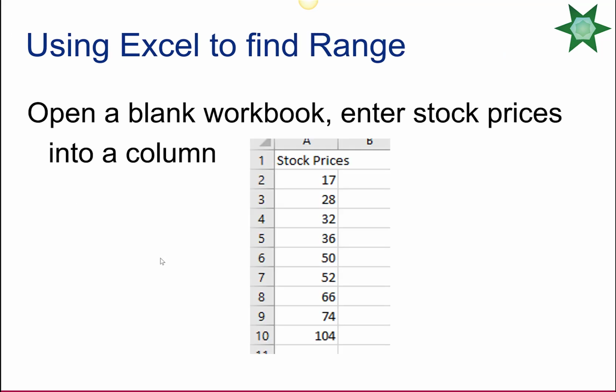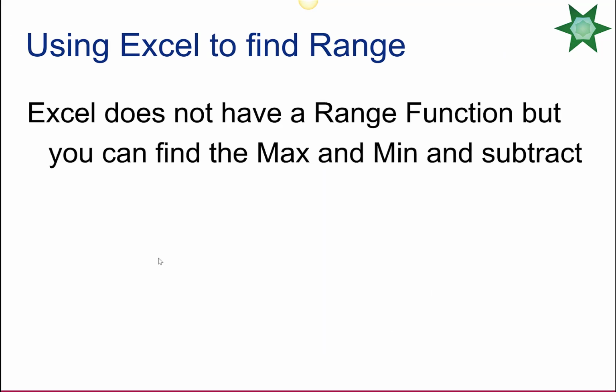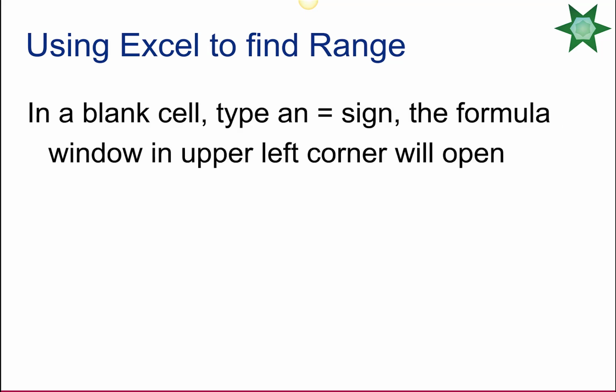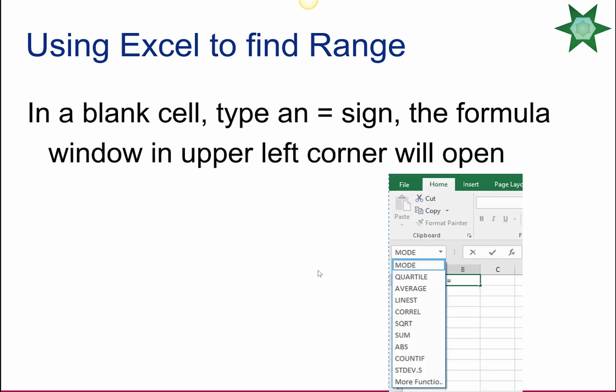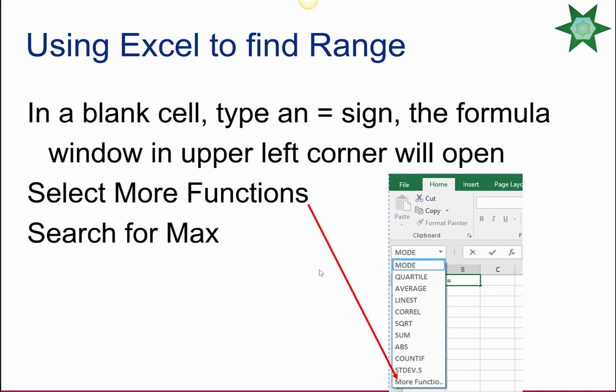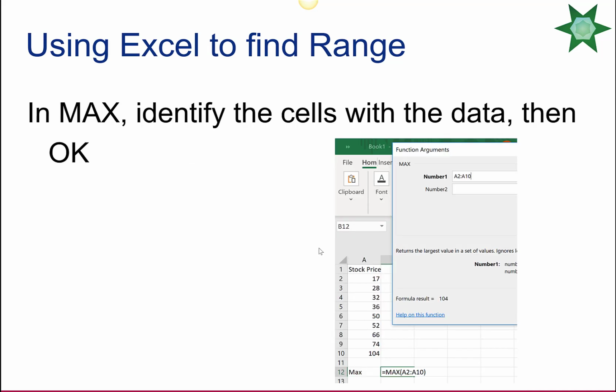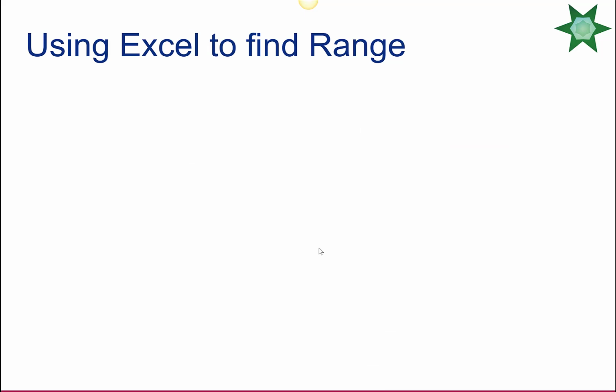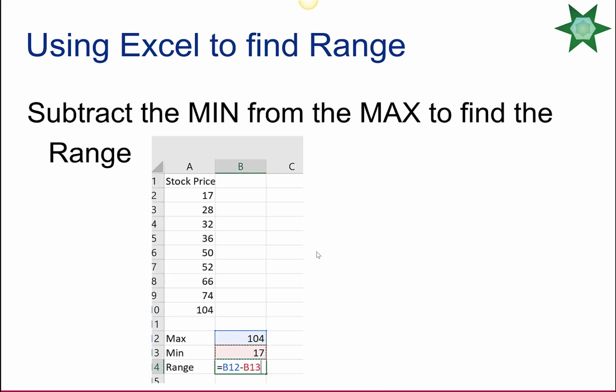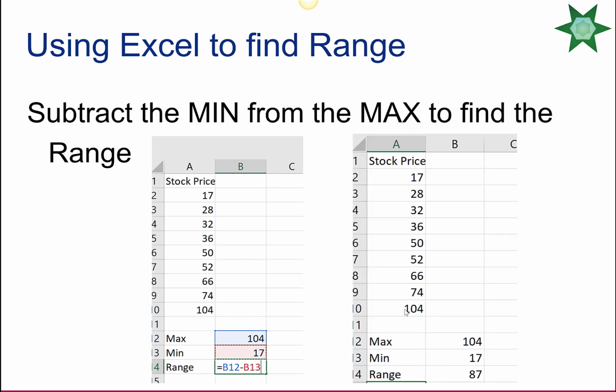To find the range, enter the stock prices into a column. There's not a range function, but you can find the min and the max and subtract, just like we did for the mid-range. So type an equal sign into a blank cell, pick more functions, search for the max, and find the max. Do the same thing for the min. Then I wrote a formula in here. I said the range is the maximum, which in this case is in B12, minus the minimum at B13, and then I get my range. And there's my answer.